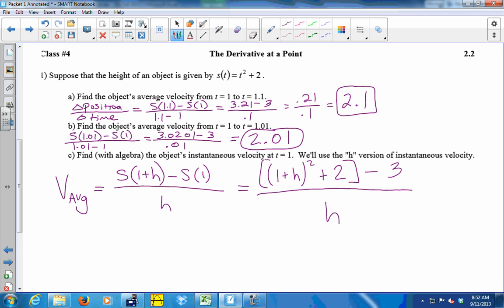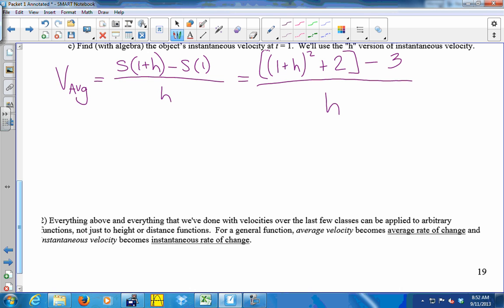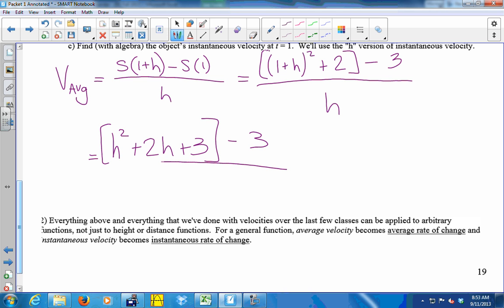I'm going to simplify that expression. Just do some squaring and some combining like terms. So (1 plus h) squared, that's 1 plus 2h plus h squared. And I'm going to add the 2. So I have h squared plus 2h plus 3. That's what's all in the square brackets. Then I have the minus 3 over h.